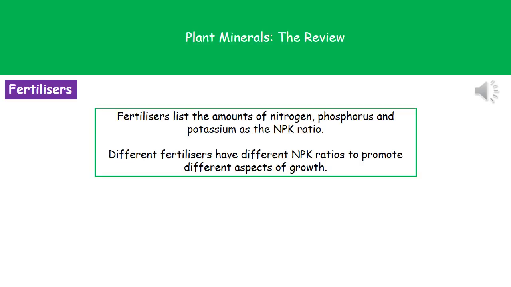Now what we'll find is that different fertilizers have different NPK ratios, because we won't always need the same minerals in the same amount. So by having different NPK ratios, we can then select the right fertilizer to promote the aspect of growth we want. So if we're growing a lot of fruit, then we'll select one fertilizer, whereas if we're growing something that needs to just grow taller, a different fertilizer.